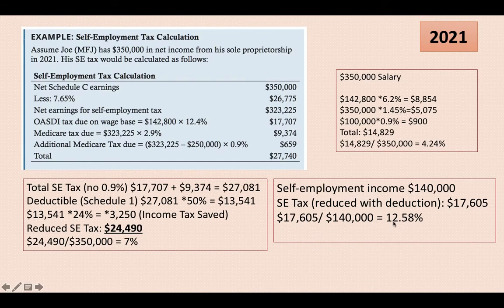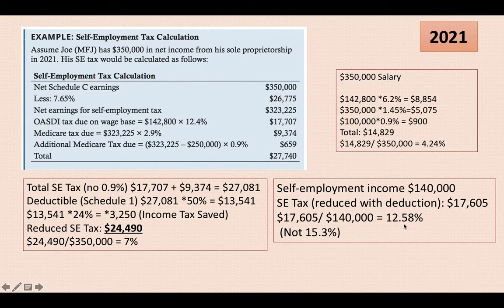So this will give you 12.58%. You can see, compare 12.58 with the 15.3%. It's still lower. So just keep in mind, when they say you pay Social Security and Medicare tax, both at 15.3%, it's not really exactly 15.3% on your Schedule C income. It has all those reductions, deductions. So eventually you save a little bit.